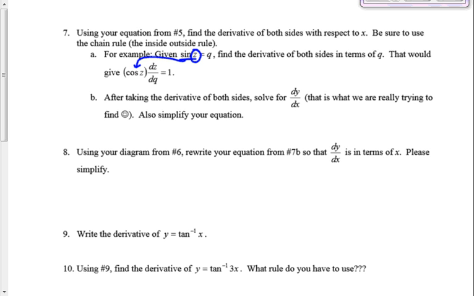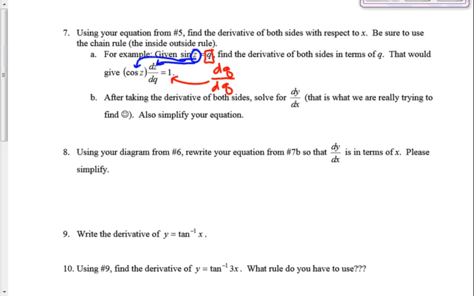I don't know the derivative of z in terms of q, so I literally write it as dz dq, the derivative of z with respect to q. And then I have a 1 over here. Well, really what I wanted to do is take the derivative of q. That would be the derivative of q with respect to q, and dq over dq is simply 1. We're going to do that process with our equation from number 5.